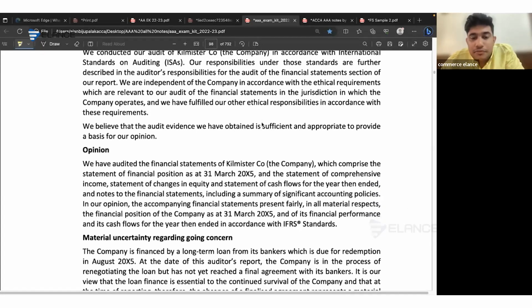We have audited the financial statements of Kilmister Company, which comprise the statement of financial position as at 31st March 2015, the statement of comprehensive income, statement of changes in equity, and statement of cash flows for the year then ended, and notes to the financial statements, including a summary of significant accounting policies. In our opinion, the accompanying financial statements present fairly, in all material respects, the financial position of the company as at 31st March 2015 and of its financial performance and its cash flows for the year then ended in accordance with IFRS standards.